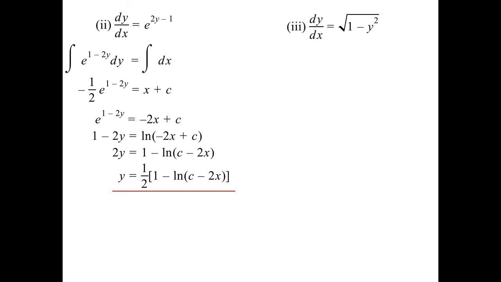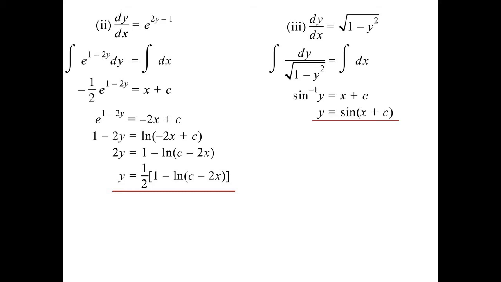The square root of 1 minus y squared. Left hand side of that is, that's one of our standard ones, isn't it? It's inverse sine or inverse cos, depending on what you prefer. I've got inverse sine. So inverse sine is equal to x plus a constant, so y is sine of x plus a constant. That brings us to what we call the logistic equation.